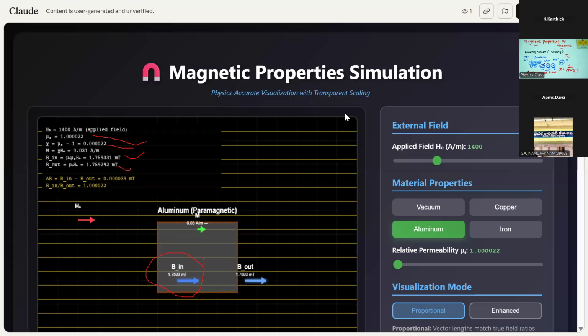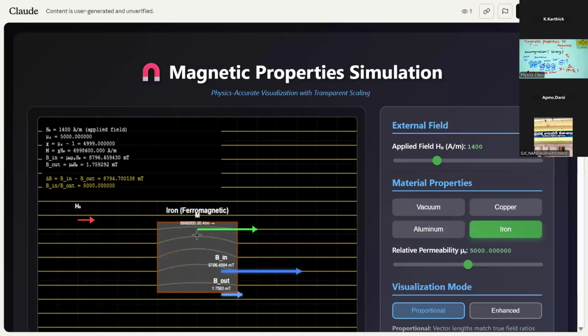For the iron material, you can see the huge difference. Look at the M vector. It is pointing strongly to the right, far greater than the external magnetic field. And mu r is 5000, which is a very large value. Mu r, relative permeability. Clear?